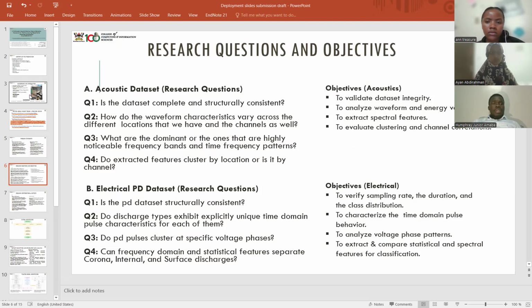Our research questions were split by modality. For the acoustic dataset, we asked about structure consistency, waveform variation by channel and location, dominant time-frequency patterns, and clustering behavior. Whereas for the electrical dataset, we asked about consistency, pulse shape uniqueness, phase-resolved behavior, and whether statistical plus spectral features separate discharge types.